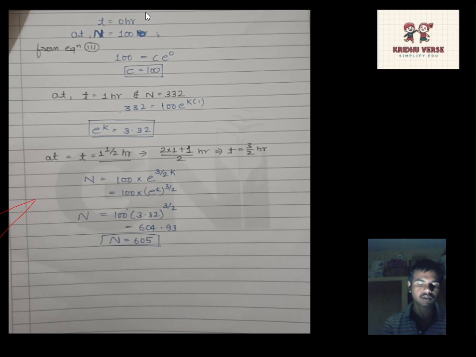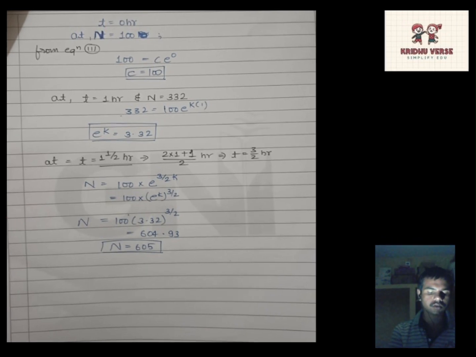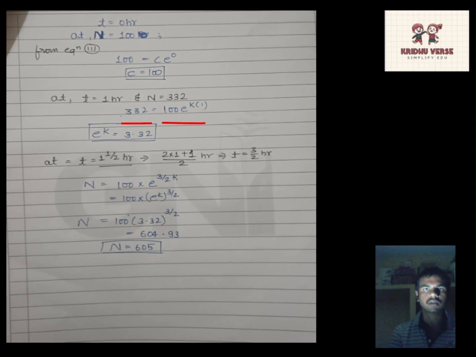So now we keep n equal to 332 equal to 100 e power k times 1 hour. So t equal to 1 is 1 hour. So e power k we can write as 332 over 100, so it will be 3.32. So e power k equal to 3.32. This also we got.